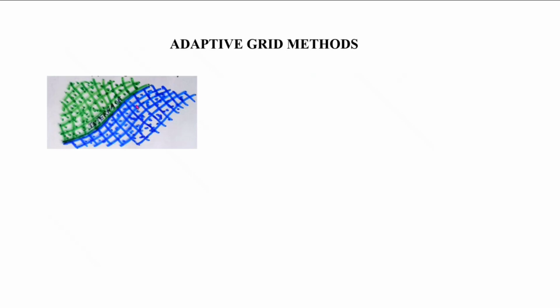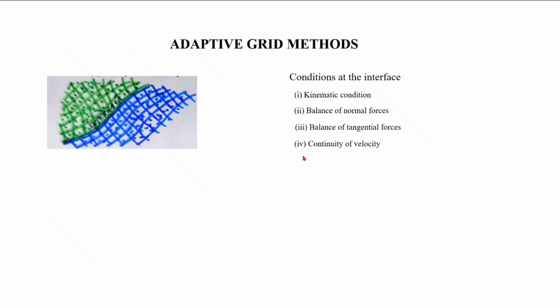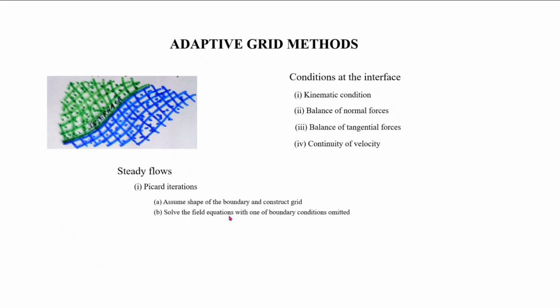Adaptive grid methods, so here there is a lot of grid generation, and the interface involves a kinematic condition, balance of normal forces, balance of tangential forces, and continuity of velocities, lots of boundary conditions. In the case of steady flow, we use something called Picard iteration. So we assume a shape of the boundary, we construct the grid, we solve the field equations with one of the boundary conditions omitted, and we use this omitted condition to determine if my shape of the boundary is correct. And if not, we adjust the shape of this boundary until we can satisfy all conditions.